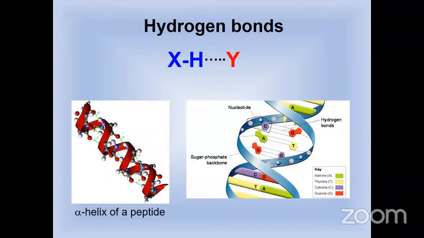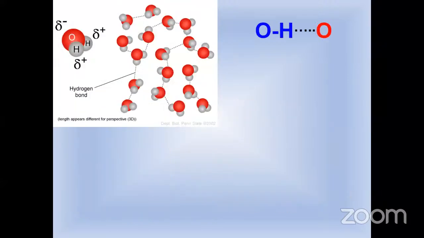And in each case, the alpha helix and the double helix, is held together by hydrogen bonds, in this case between AT and GC, and here between the first turn of the helix and the next turn of the helix by NH and CO hydrogen bonds. So hydrogen bonds, of course, are very important in biology, but it's also important in chemistry. One of the fundamental properties that gives water its liquid state is because of hydrogen bonds.